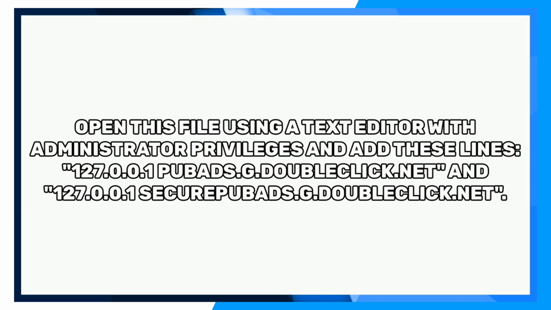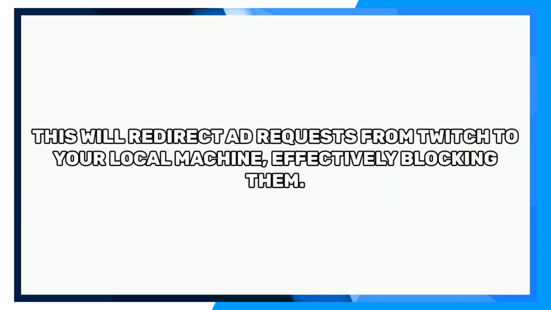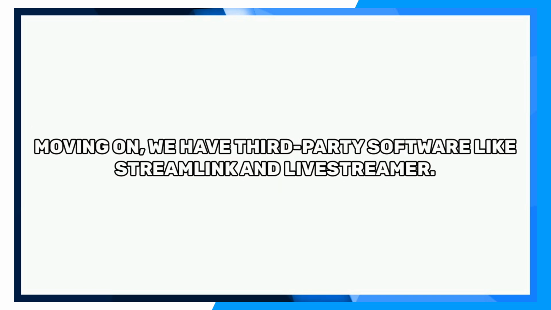127.0.0.1 pubads.g.doubleclick.net, and 127.0.0.1 securepubads.g.doubleclick.net. This will redirect ad requests from Twitch to your local machine, effectively blocking them.